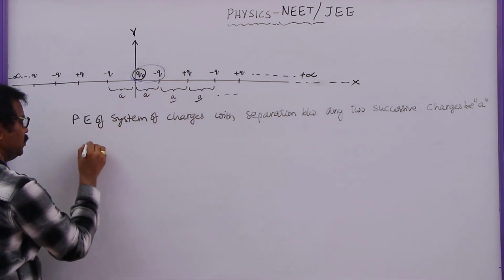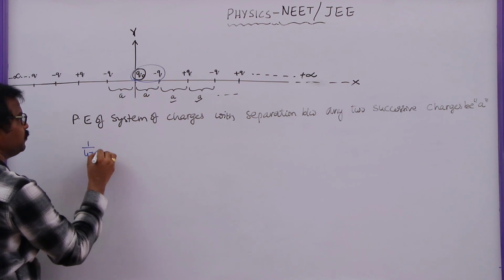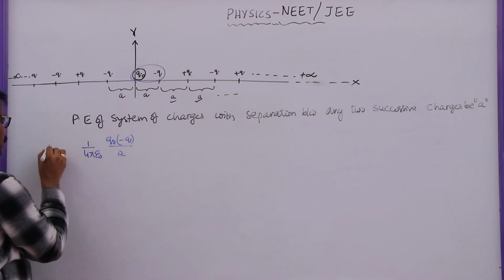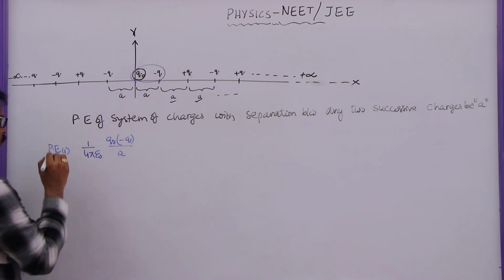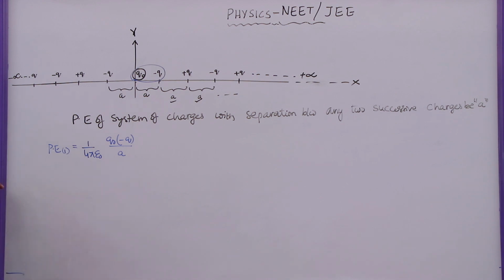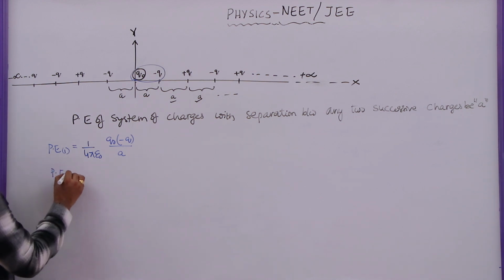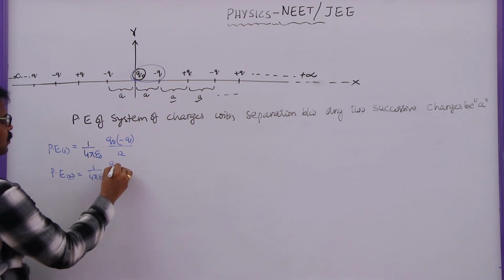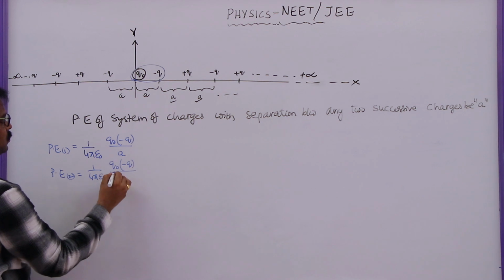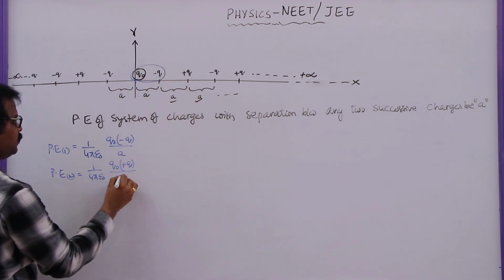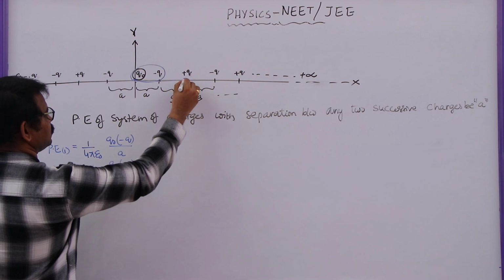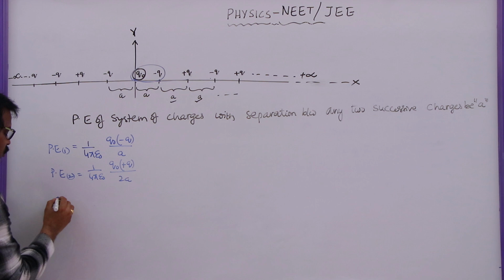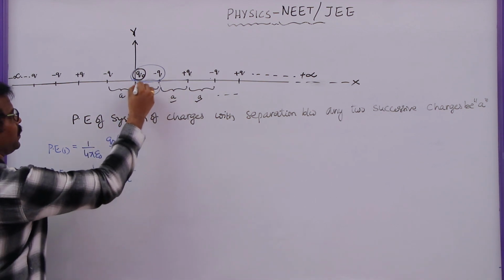So in this pair, 1 by 4 pi epsilon naught Q naught into minus Q by A, this is the potential energy due to the first pair. So what is the potential energy due to the second pair, which is given by 1 by 4 pi epsilon naught q naught into minus q by this distance, this is plus 2a. This distance is 2a.